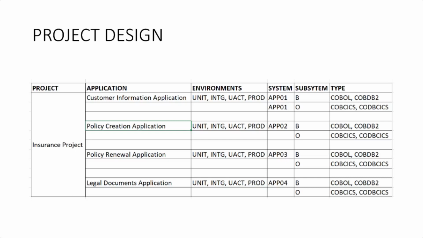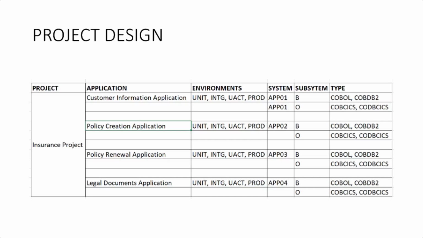So we need to provide the environments: unit, integration, user acceptance, and production. The system is like application 01 for the customer information one, and other applications will get other application IDs. This is just to segregate the mainframe into different applications, to identify which application the programs belong to.